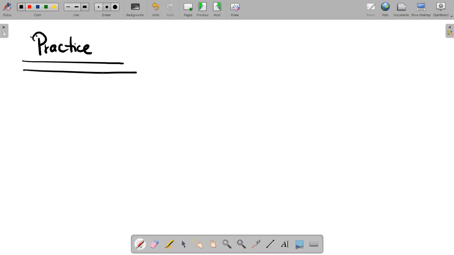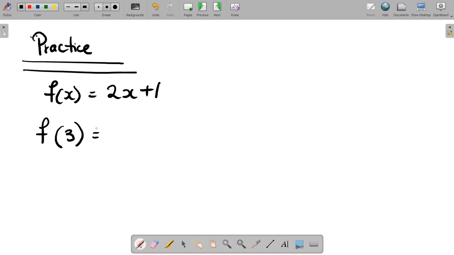All right, guys. I need everybody to try this question for me. This is a standard functions question. Once you can do it, it means that we're ready for the second part. So f of x is equal to 2x plus 1. I need you to tell me the answer for f of 3. Let's go. What's the answer for f of 3?